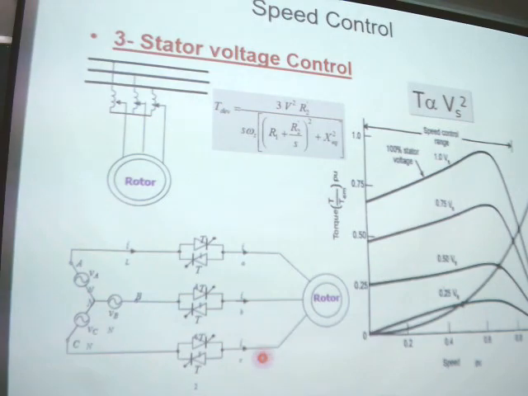Okay. You can think of this resistance as a continuously varying switch. It can change the voltage to the machine.